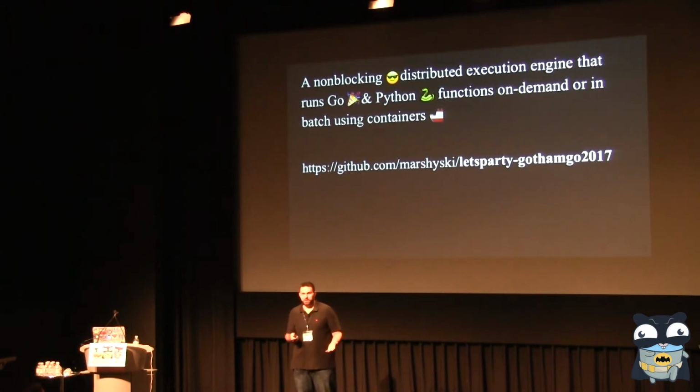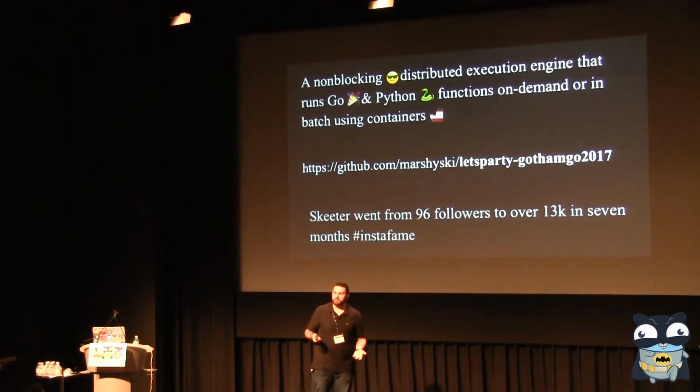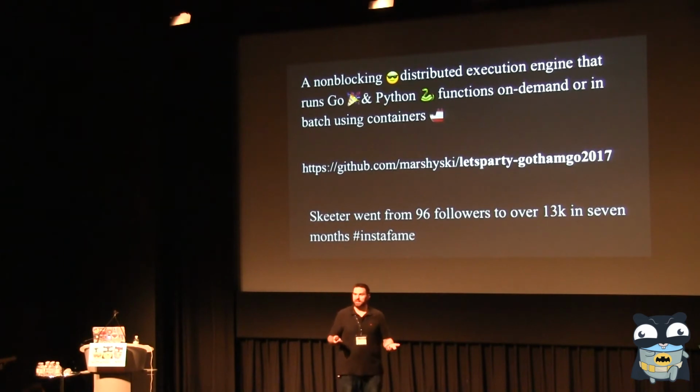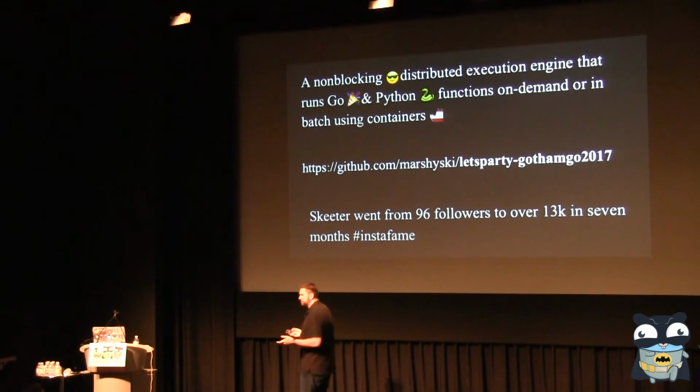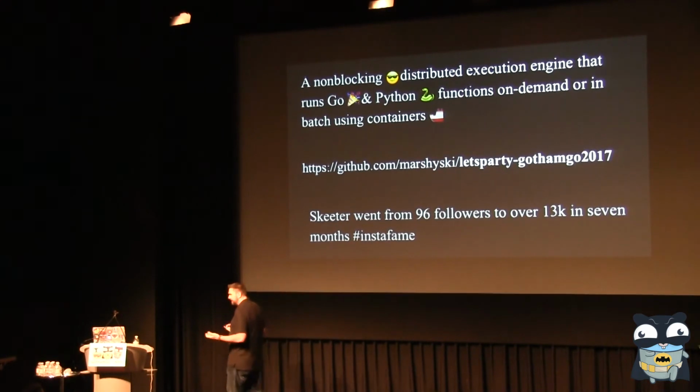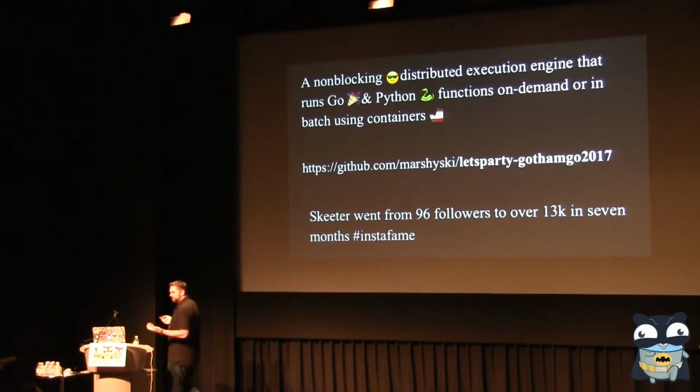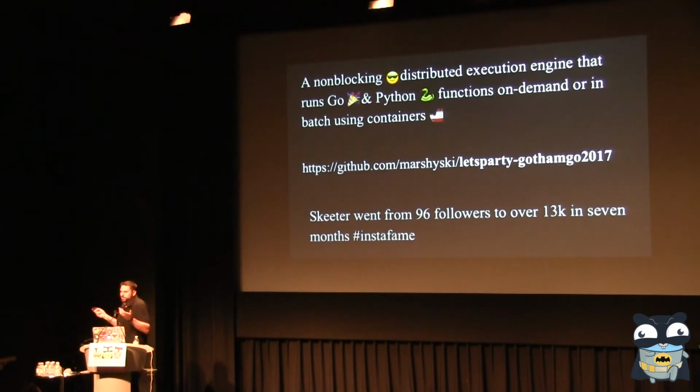And since this is a true story, my dog went from 96 followers to over 13,000 followers in 7 months. So I think that's a pretty successful thing that this Go project helped me achieve. And of course, that was one of my initial goals of doing this.